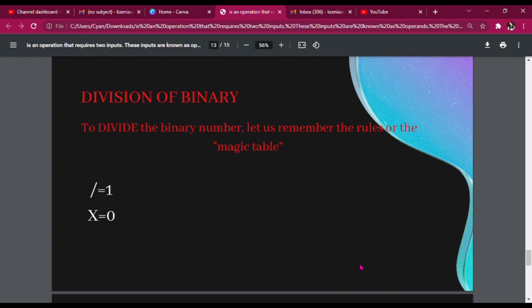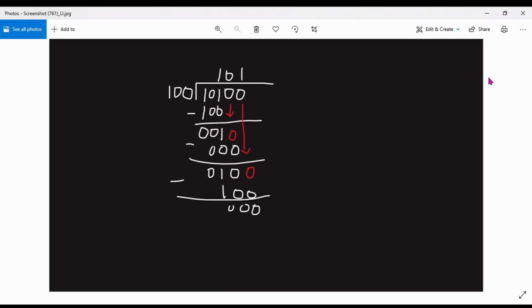So next, we have the division of binary. To divide binary numbers, let us remember the rules or the magic table. So if kaya ma-divide, ang answer is 1. If dili siya ma-divide, the answer is 0. So for example, we have 1001 divide 10100.